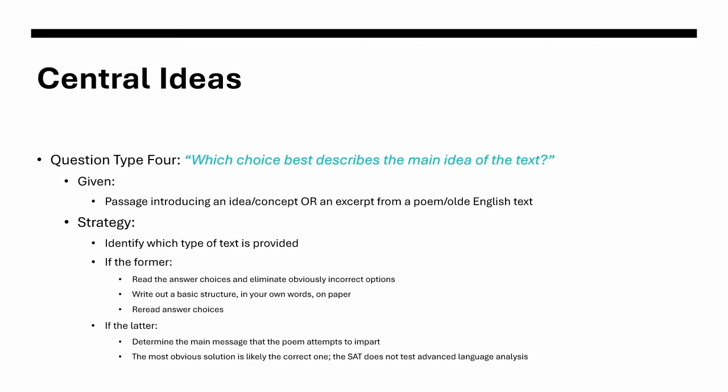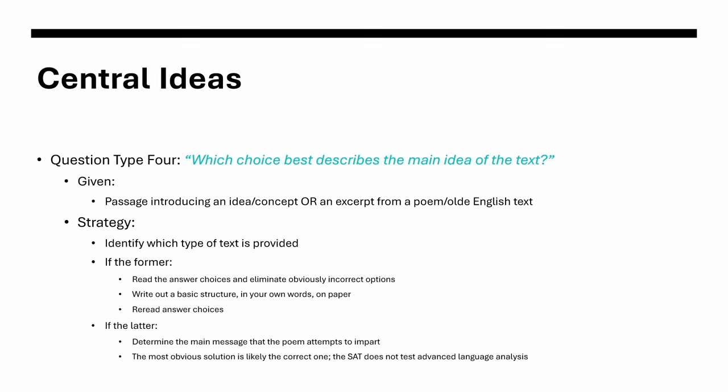If it's the former, if it's a passage introducing some sort of idea or concept or something about some specific topic, what you're going to do is you're going to first read the answer choices and eliminate obviously incorrect options, right? After you've read that text through, you should be able to see, this answer choice is completely wrong. You just eliminate those ones first because often in these type of questions, there are a lot of those.